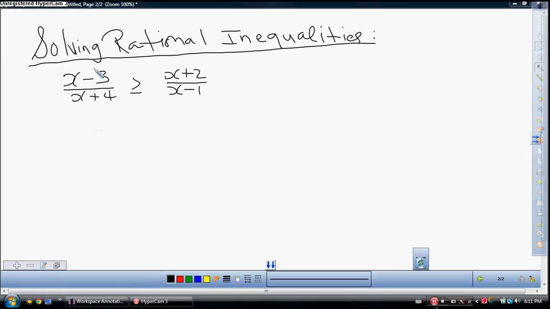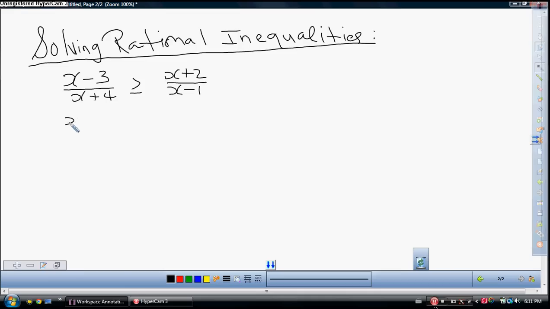Today we will learn to solve rational inequalities. So given the following inequality, I'd like to find the values of x which satisfy this inequality. What I like to do first of all is to have a single fraction which is greater than or equal to 0. I do that by removing this rational expression here by subtracting it from both sides.